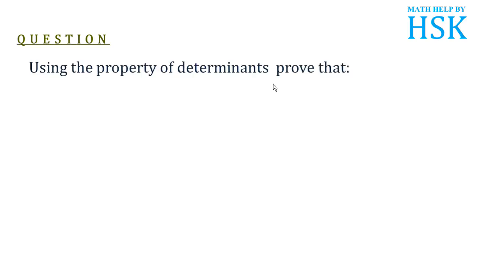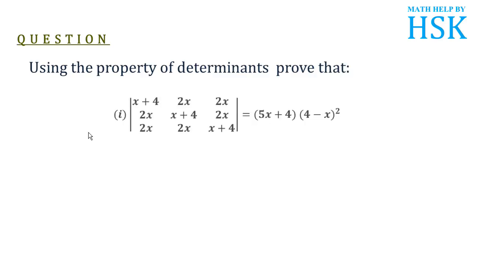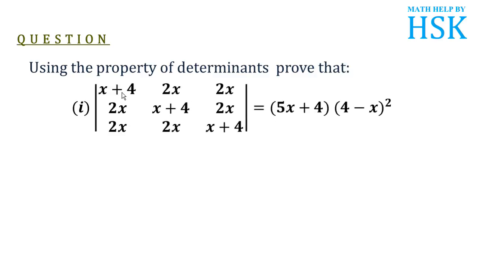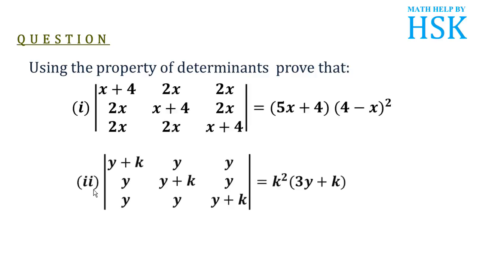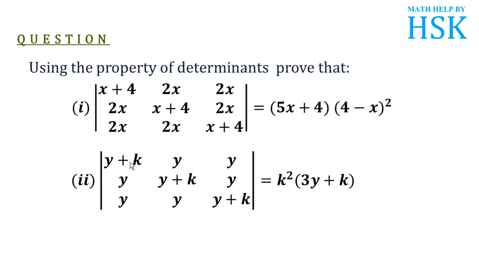The question given is: using the properties of determinants, prove that in the first part the determinant with rows (x plus 4, 2x, 2x), and so on, is equal to (5x plus 4) into (4 minus x) whole square. In the second part, we have been given the determinant with y plus k, y, and so on. We have to prove that it is equal to k square into (3y plus k), right?